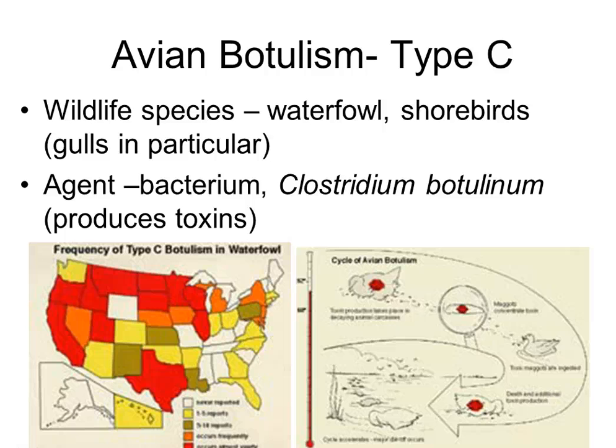Avian botulism has been in the news in recent years. Wildlife species such as waterfowl, shorebirds, and particularly gulls are affected. It's Clostridium botulinum that produces the toxin, and it is found in the population. Again, it's only when it creates an issue with a larger number of gulls, for example, that people become concerned.